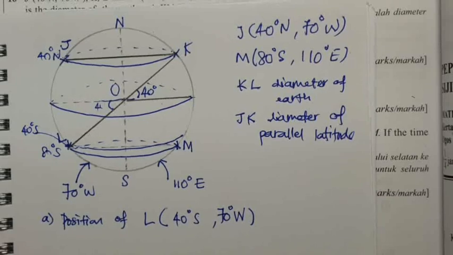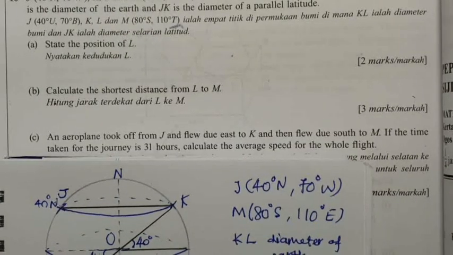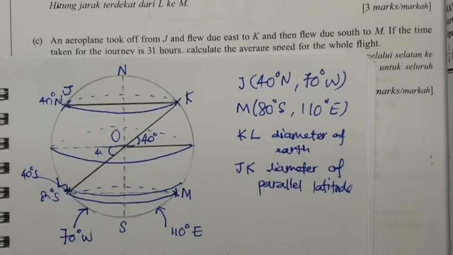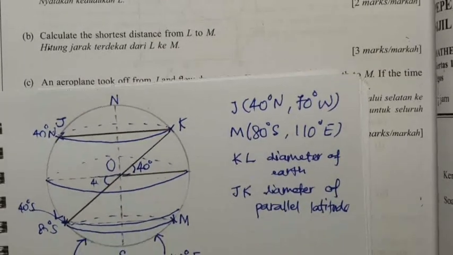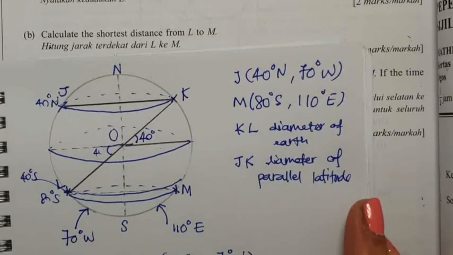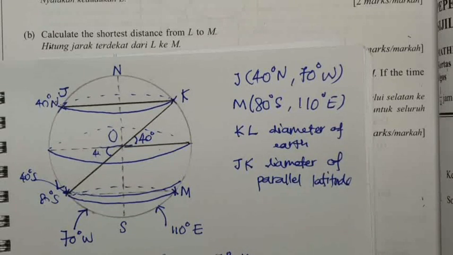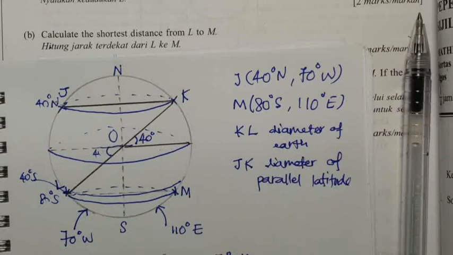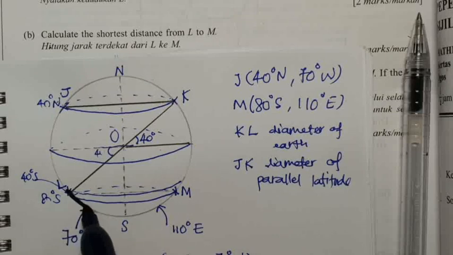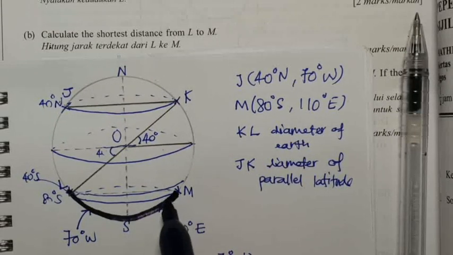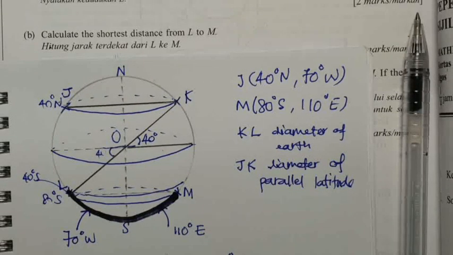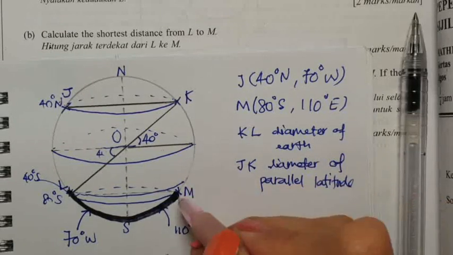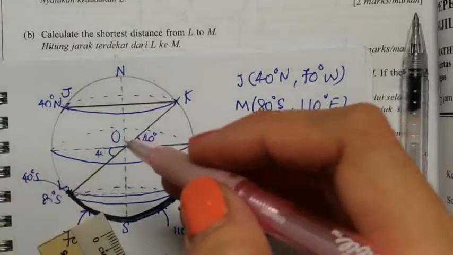Next part. We need to calculate the shortest distance from L to M. So part B, L to M. L is here, M is here. We are looking for, you see the keyword shortest distance, it's always passing through the pole, either the South Pole or the North Pole. In this case, it's the South Pole. And we have to measure the angle in between them. Now for M, let's join to M.